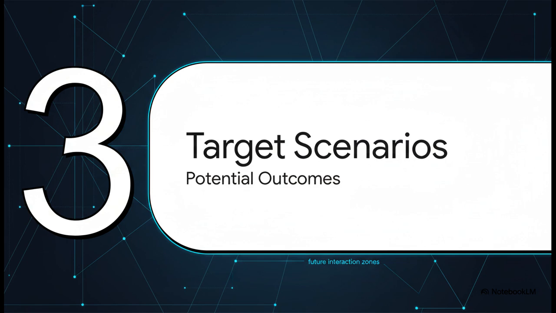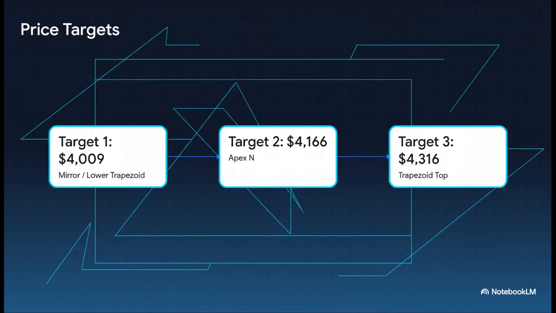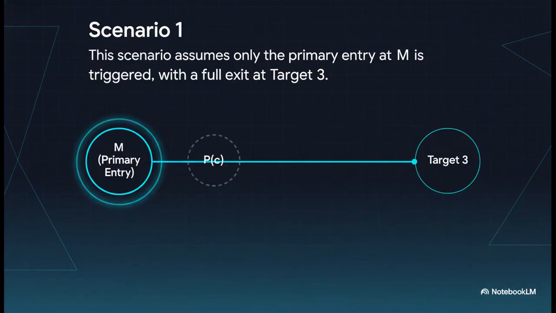So, with the entry and risk parameters all set and documented, we can now turn our attention to the projected target scenarios. These are the potential exit points that the model calculates based on its own geometric structure. The model identifies three distinct price targets. Target 1, which the model calls the mirror or lower trapezoid, is at $4,009. Target 2, known as Apex N, is projected at $4,166. And finally, Target 3, the trapezoid top, is set at $4,316.